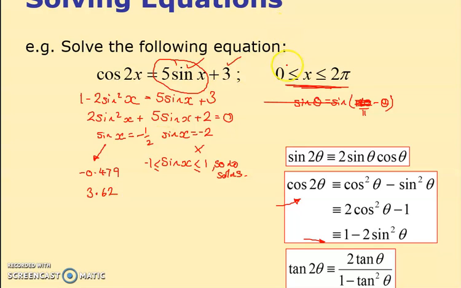Now notice my interval says 0 to 2 pi, so my minus number is too small actually, so I've got to add. You always add 360 on to get your next solution, but 360 is 2 pi. So if I add 2 pi onto this, it was minus 0.479 plus 2 lots of pi, and I get 5.80.